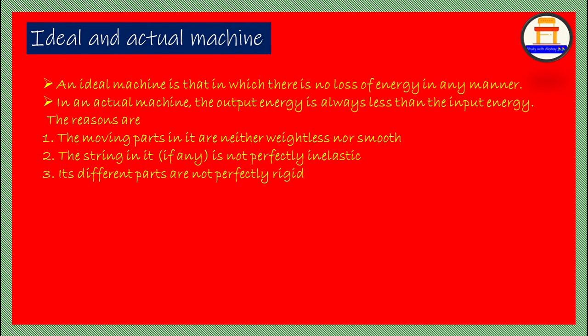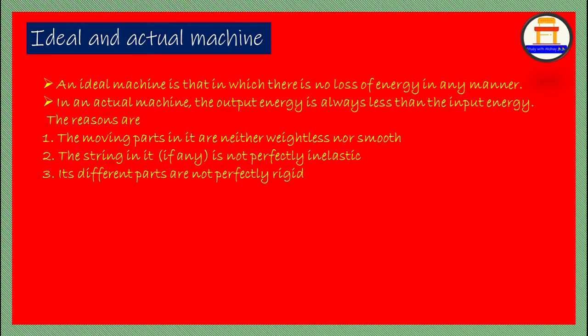So this is all with the ideal machine and actual machine. An ideal machine will not be present practically. Practically it is not possible to have an ideal machine, but theoretically we can have it via definition: any machine in which there is no loss of energy. Energy can be lost in the form of friction. Okay, so in that case it will become an actual machine.